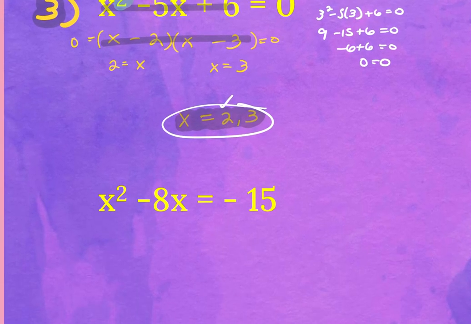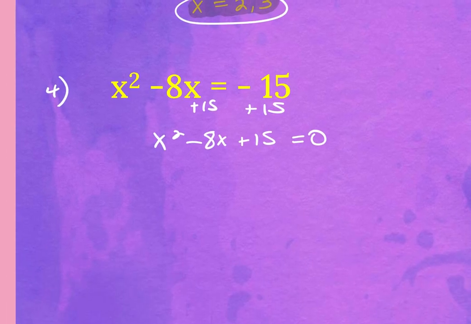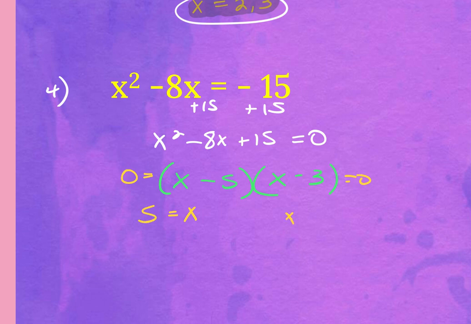Okay, so now if you go to the next one, we'll call this number 4. What's different this time? The 15 is on the other side. Good. The 0 is not on the side by itself. So the first thing I have to do is move that 15 over. I'm going to add the 15 to both sides. I get x squared minus 8x plus 15 equals 0. And now I want to factor. Negative 5 and negative 3. Good. And then split and solve. x equals 5 and x equals 3.